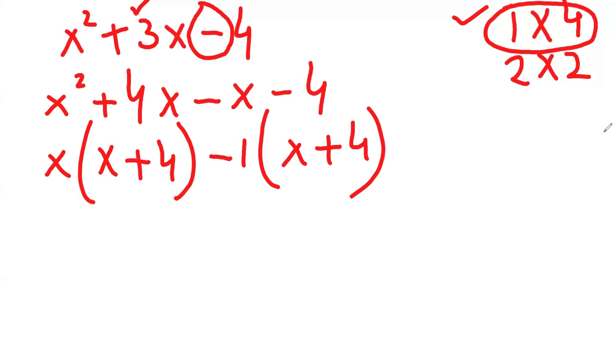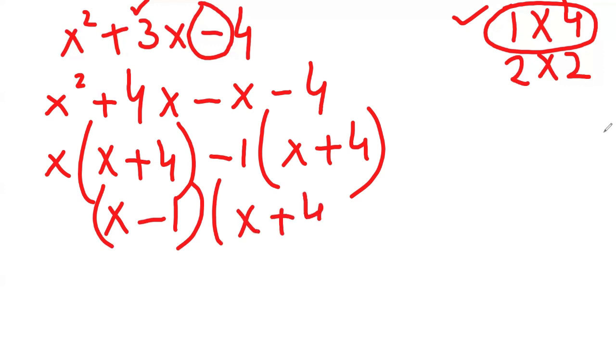So now let's continue further. X minus 1 and x plus 4. Like this, our factorization is completed. X minus 1 and x plus 4. This is the answer. So let's take another question now.